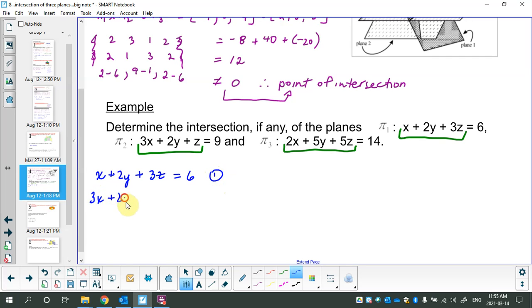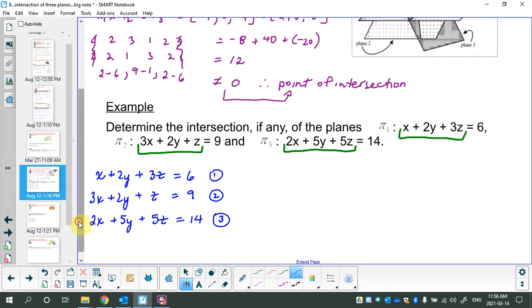3x plus 2y plus z equals 9. And 2x plus 5y plus 5z is equal to 14. Now, as I said, it doesn't matter where the d is as long as the d is consistent. So you can either have it on the left equaling 0 consistently, or you can have it on the right equaling the d. So it doesn't matter one bit.